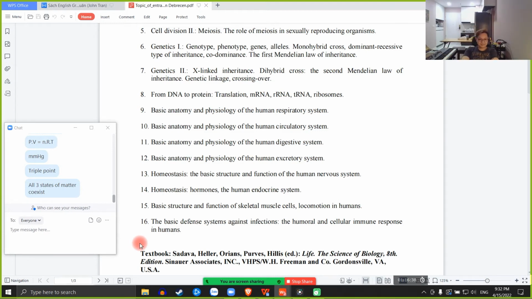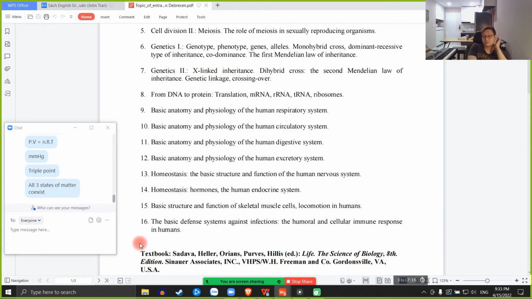The defense system against infections of humans contains two types of defense: the specific defense and the non-specific defense. Specific, second syllable stress. Non-specific defense, not "non", but "none". Non-specific.